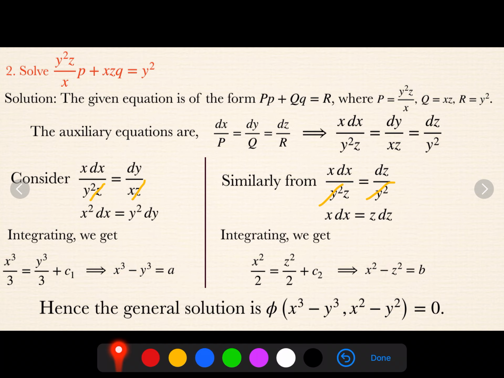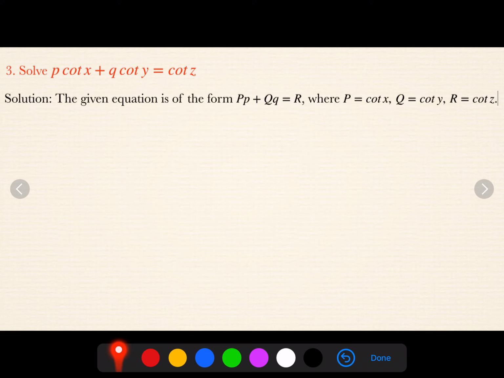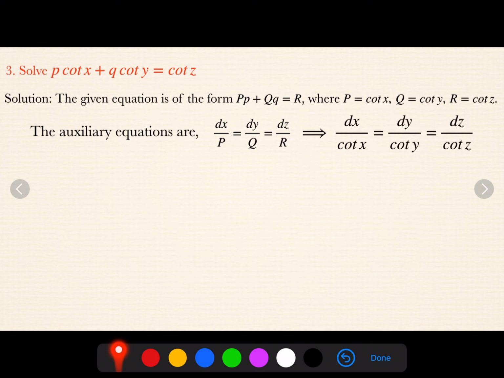Okay. So, the next question: solve p cot x plus q cot y is equal to cot z. Clearly, it is of the form Pp plus Qq is equal to R. Find the values of capital P, capital Q and capital R. Write the auxiliary equations carefully, that is dx by capital P, dy by capital Q, dz by capital R. Substitute the values of capital P, capital Q and capital R.